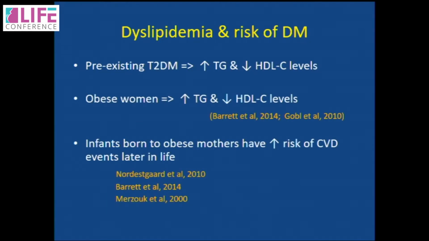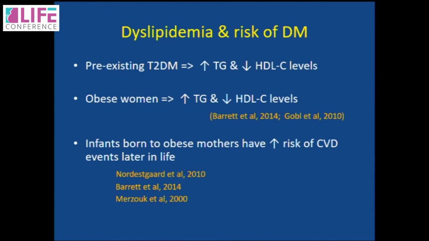What about the risk of diabetes with dyslipidemia? As we all know, people with pre-existing type 2 diabetes tend to have this lipid profile where they have elevated triglycerides and a reduction in HDL cholesterol levels. And then a couple of papers in the last few years have shown that obese women with a BMI of more than 30 almost all of them, by default, have increased triglyceride levels and reduction in HDL cholesterol levels. And then a number of papers in the last few years have shown that the infants born to obese mothers themselves actually have an increased risk of coronary cardiovascular disease later in life.